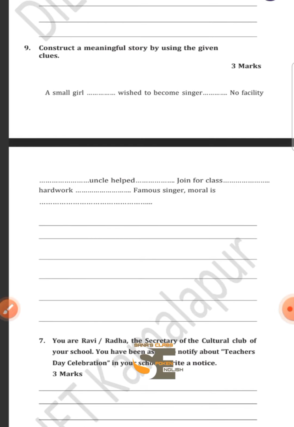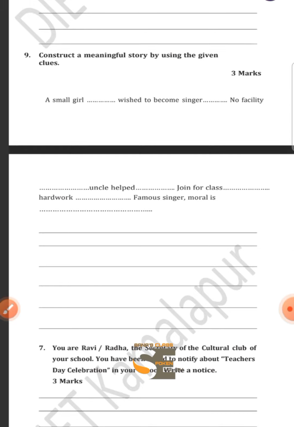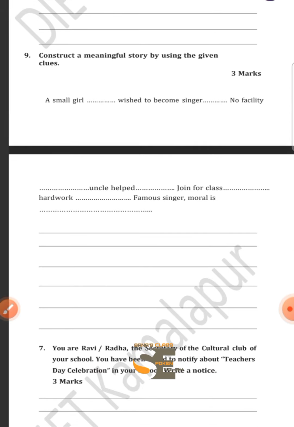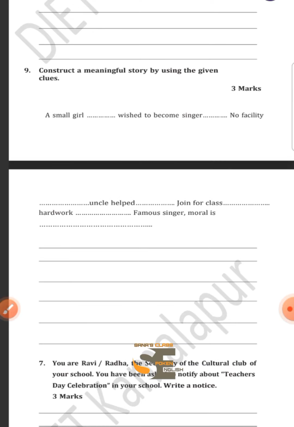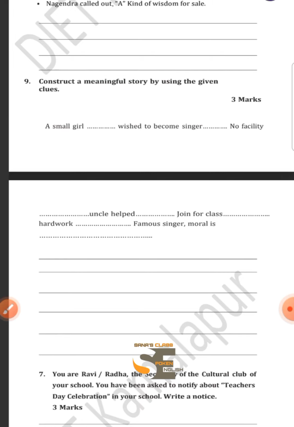She wished to become a singer, but her village lacked the resources and facilities to make her dream come true. One day, her uncle visited and saw her passion for singing. He noticed her skills and talent and helped her in joining the musical class in the village. By her hard work and dedication, she became a good and famous singer. For this, we can give the title that Where There Is a Will, There Is a Way.